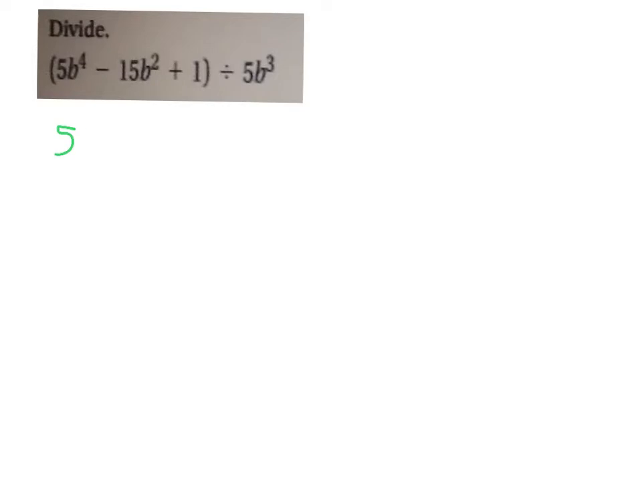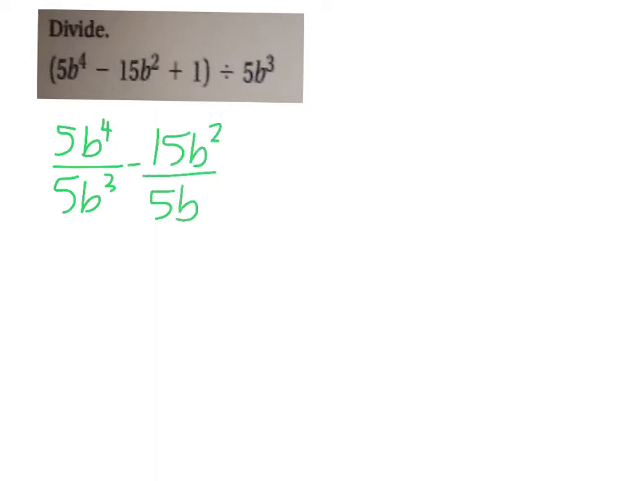So this gives us 5b to the fourth divided by 5b to the third, minus 15b squared divided by 5b to the third, plus 1 divided by 5b to the third. In the first part, there are 4 b's on top and 1 b on the bottom, so that's going to leave us with a regular b on top, and the 5's are going to cancel out, so that just gives us b. For the second part, 15 divided by 5 makes the 5 go away, leaving 3 on top.